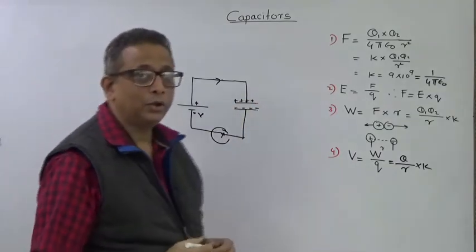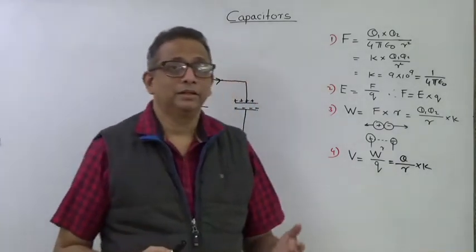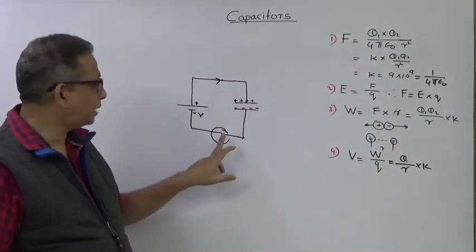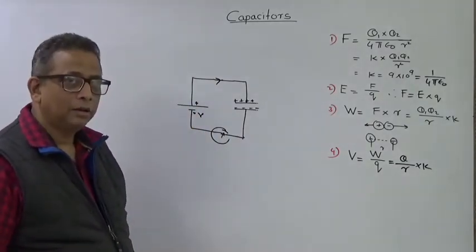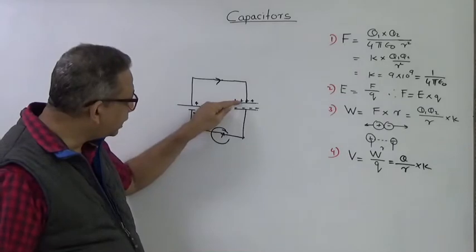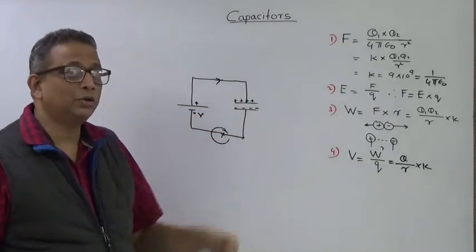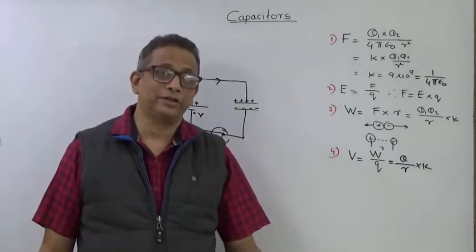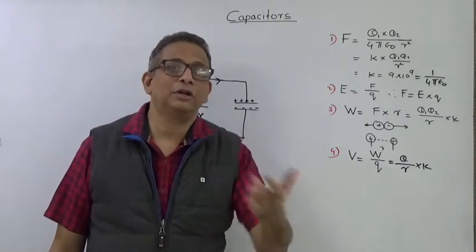As I told you, when you connect the capacitor, suddenly you will see a current flowing, because the ammeter will show there is a current flowing. But how will current flow? Does the electron jump from here to here? There is no jumping of electrons, but still there is a flow of current. It's a very unusual phenomenon.